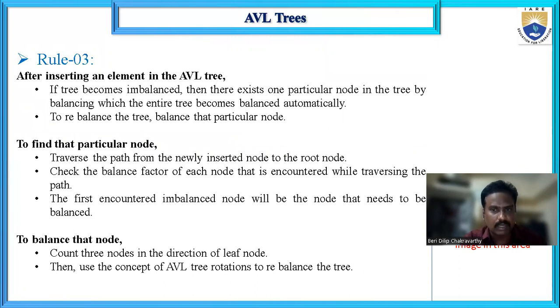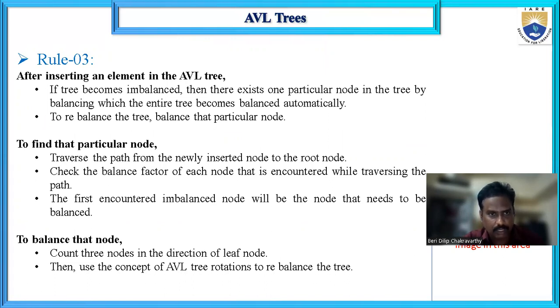After inserting an element in an AVL tree, if the tree becomes imbalanced, then there exists one particular node in the tree that is unbalanced with respect to the entire tree. So we are going to balance that. To rebalance the tree, balance that particular node, so that my total tree becomes balanced.